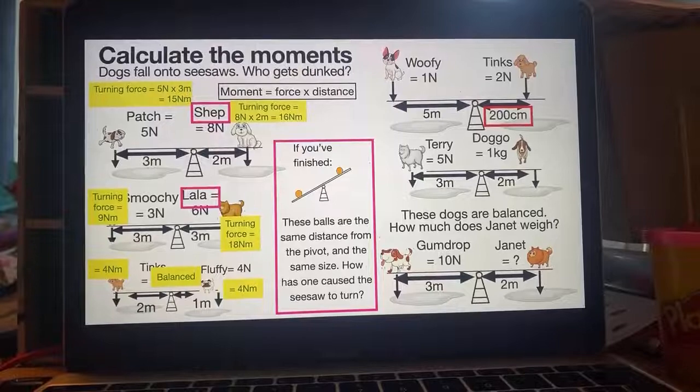Woofy and Tinks. Did you spot that there's 200 centimetres there that you definitely need to change into 2 metres? So then you can do the sum, and it's 1 times 5, which is 5 newton meters from Woofy.